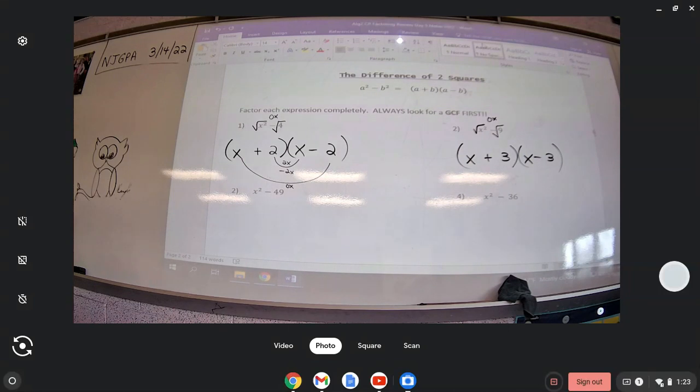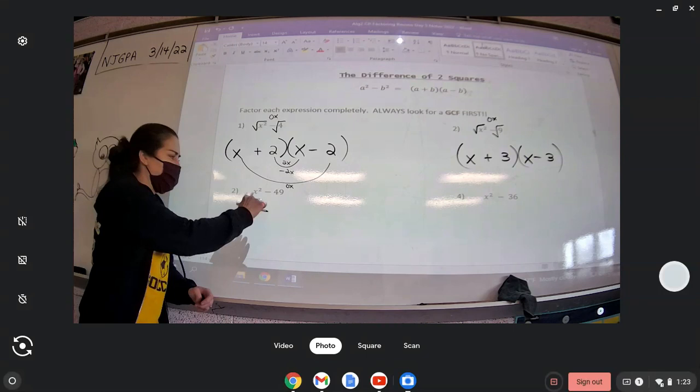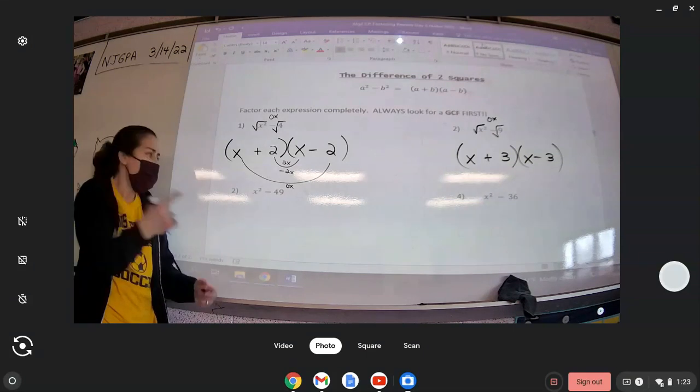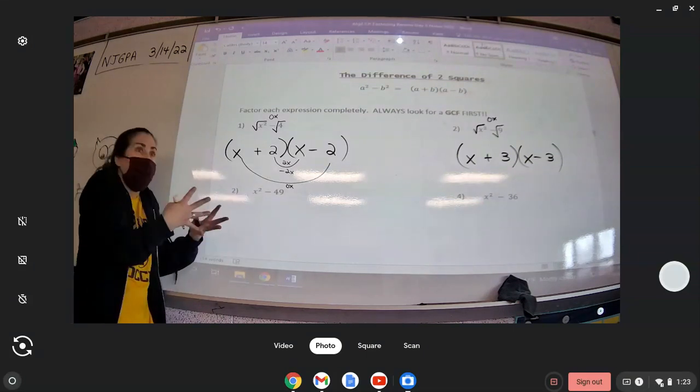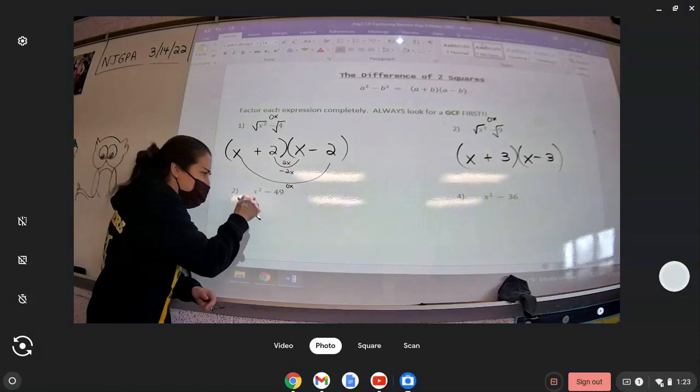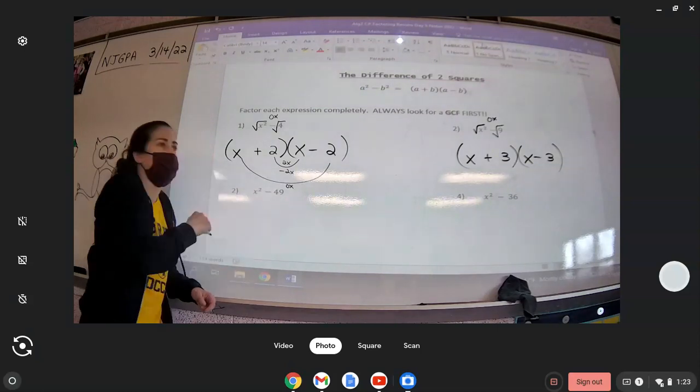All right, look at this one. Is there a GCF between x squared and 49? No. Does it lead with a negative? No. So we're ready to factor it. Is that the difference of two perfect squares?